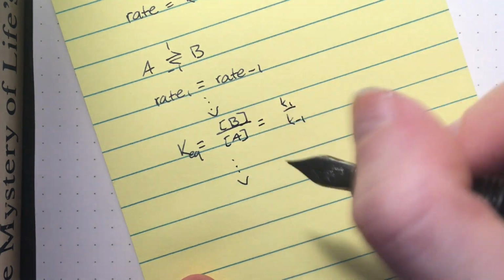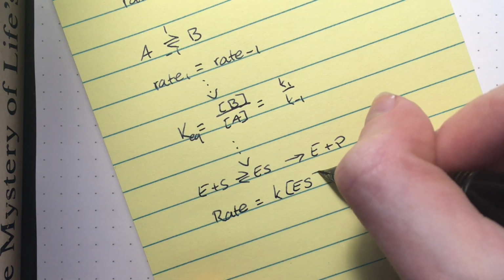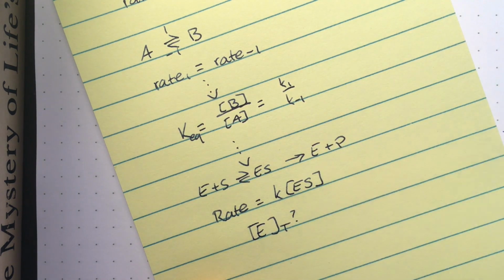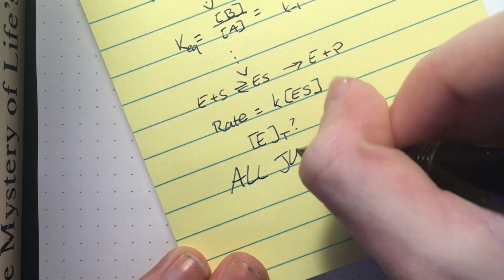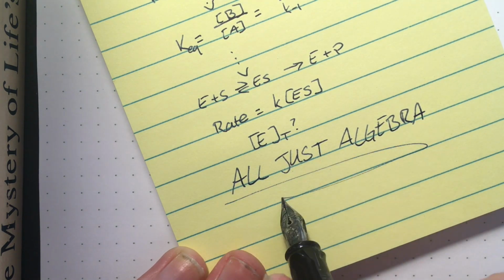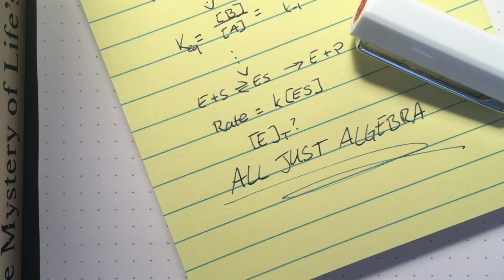And carrying on to more complicated reactions, I encourage you to derive a rate equation that doesn't include ES. Maybe it includes the total amount of enzyme here. The point is, it's all just algebra. Future video topics would of course include Michaelis-Menten. It would include integrating the rate law to get some more useful things. But for now, I want you to realize that it's just algebra. So take it, digest it, go off and do some enzymology.